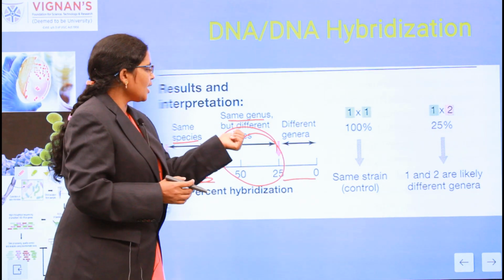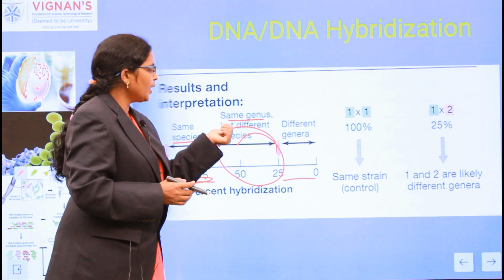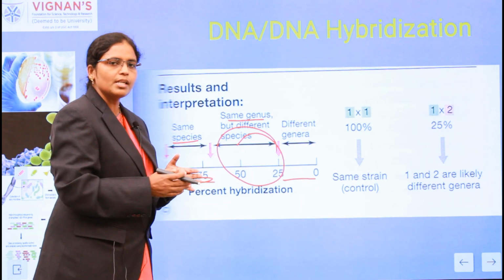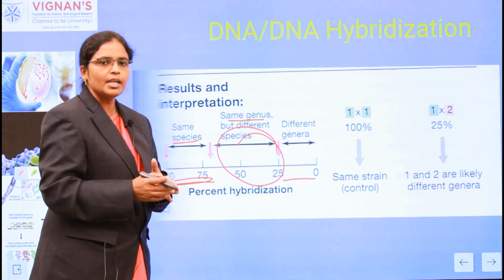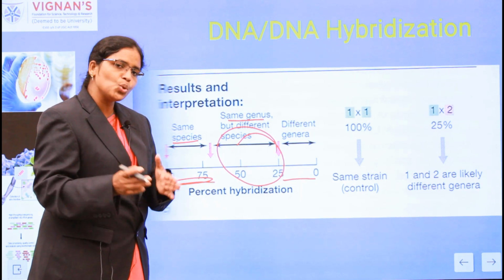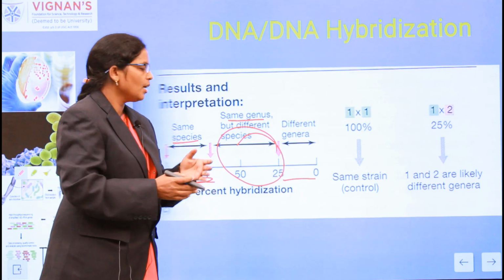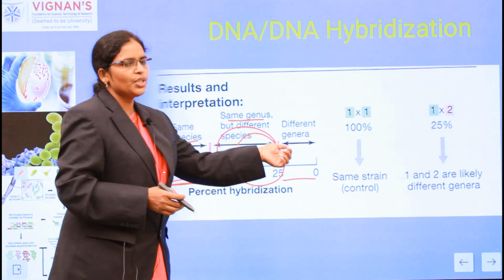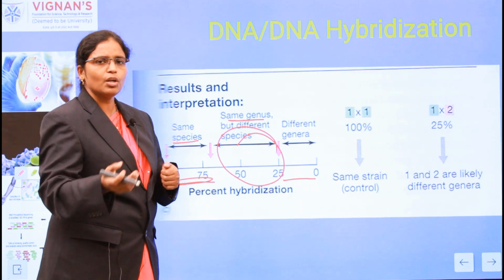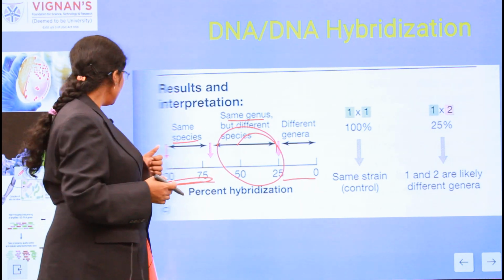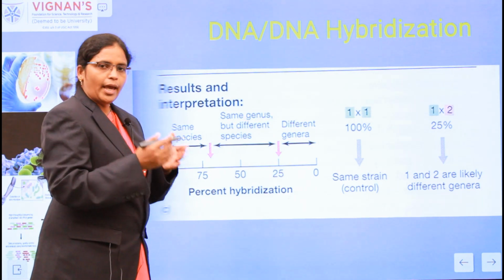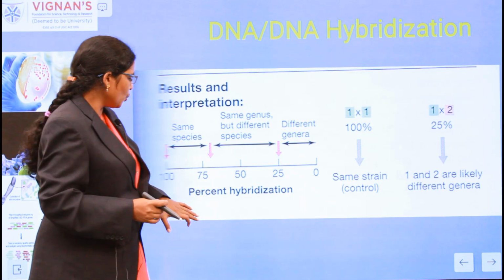And next, same genus but different species. Same genus means, for example, Bacillus cereus and Bacillus subtilis. Cereus is one species, subtilis is another species, but these two species come under the genus Bacillus. Different genera: one is the genus Bacillus and another one is Clostridium. So like this, the organisms are arranged into particular groups.